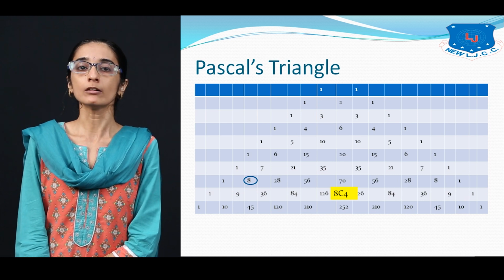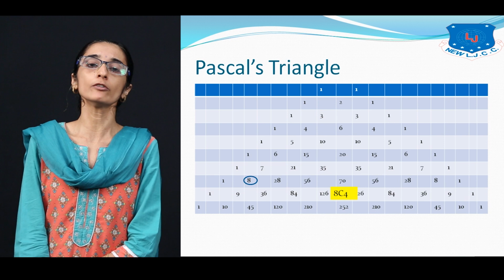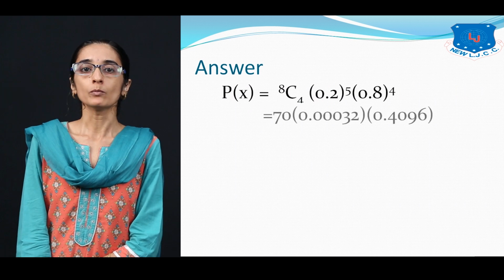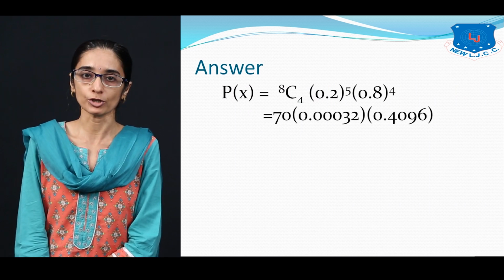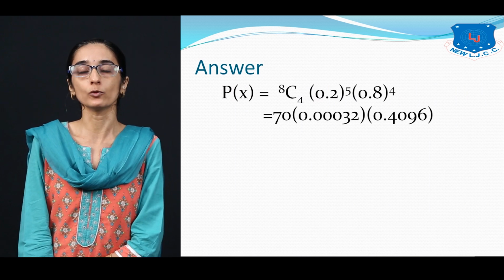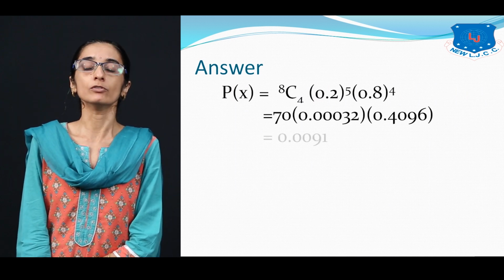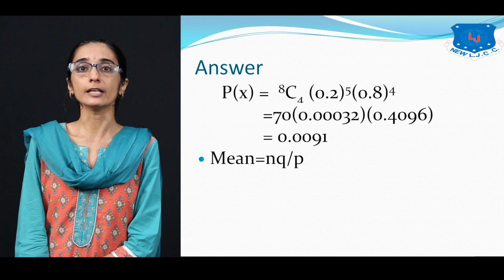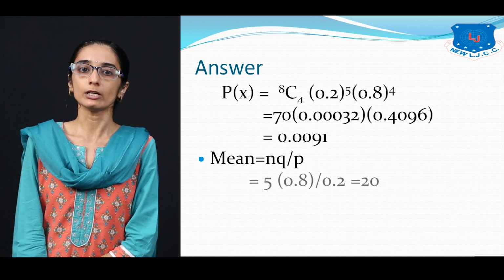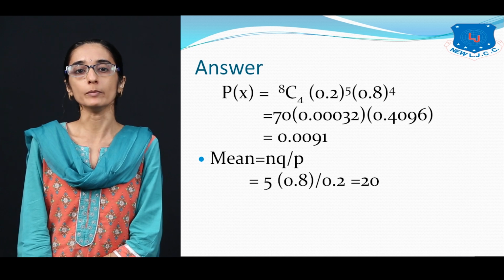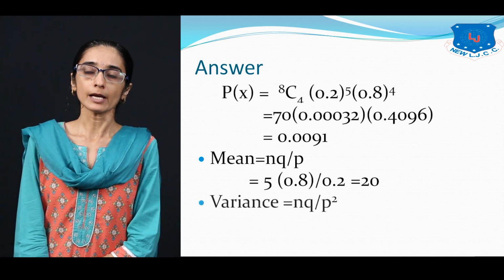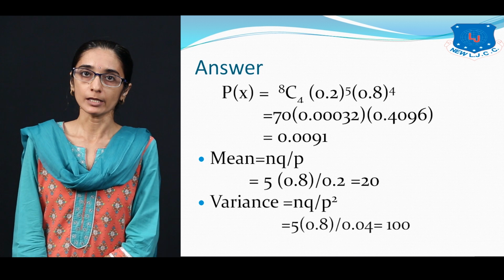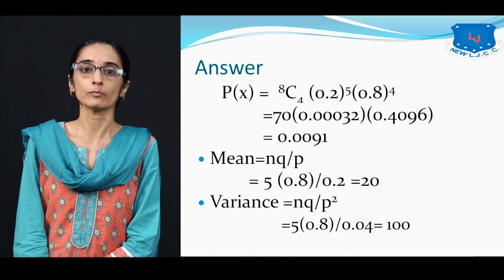Let's substitute this in the formula of probability mass function of negative binomial distribution. So P of x value will be 70, 0.2 raised to 5 that is 0.00032 and 0.8 raised to 4 that is 0.4096. So the final answer will be 0.0091. Now let's find out mean, that is nq upon p, that is 5 into 0.8 upon 0.2, that will be 20. Similarly, variance will be nq upon p square or mean upon p. So that will finally be 100. This is how we can solve this type of example.